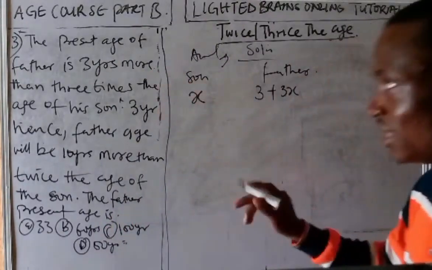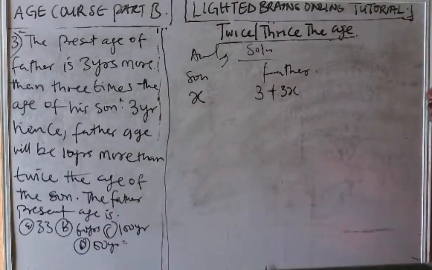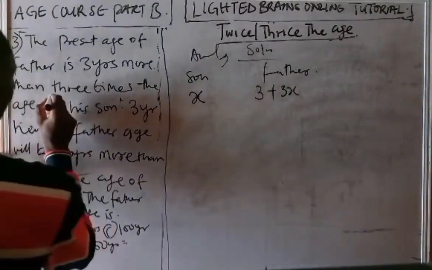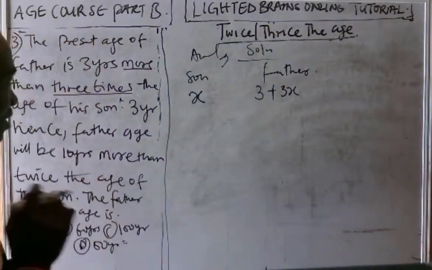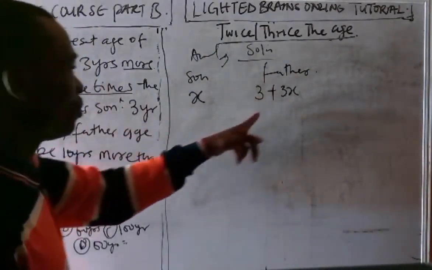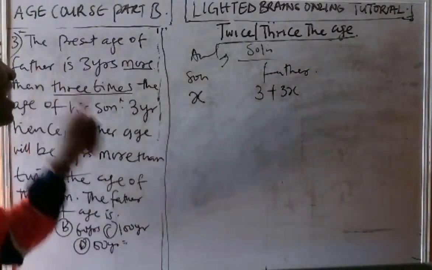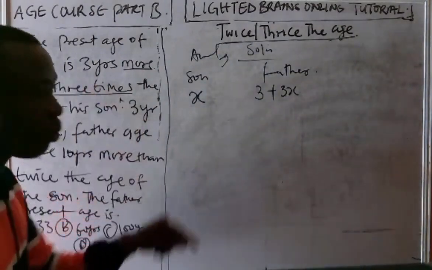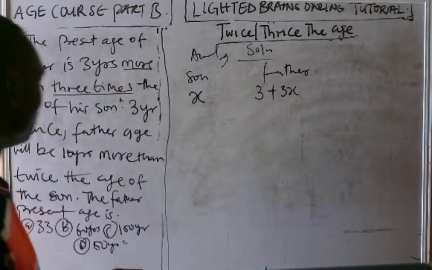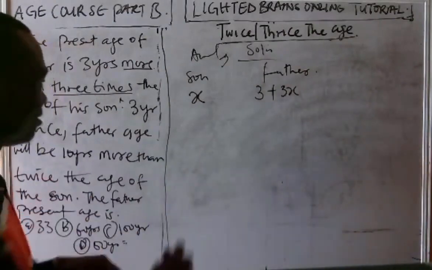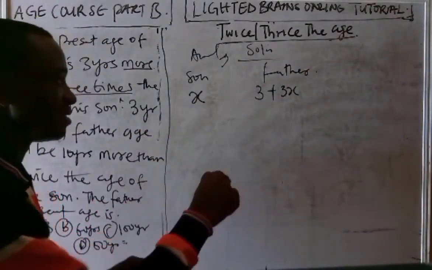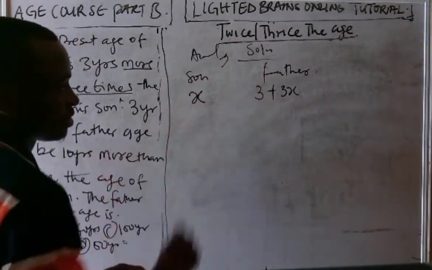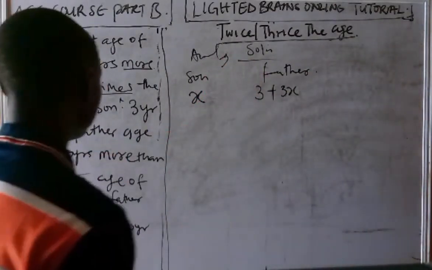More than 3 times the age of his son. 3 times, and the word more. The reason why I wrote 3 here is because he said the father is 3 years more. More means plus, than 3 times the age of his son. 3 times x is 3x. So now let's continue.